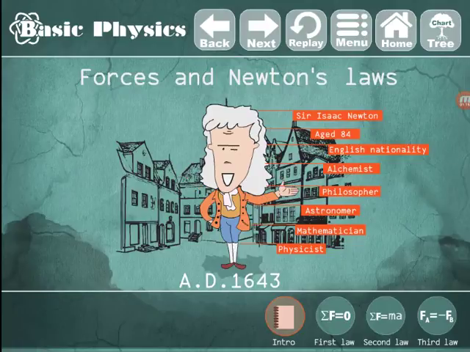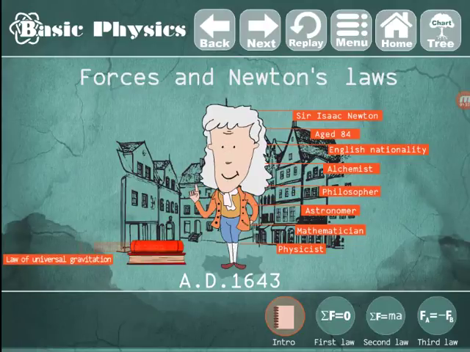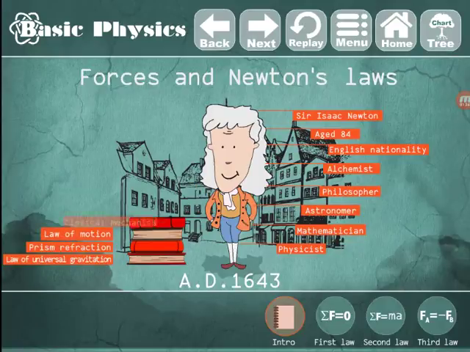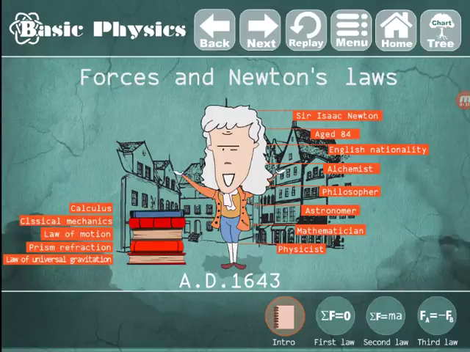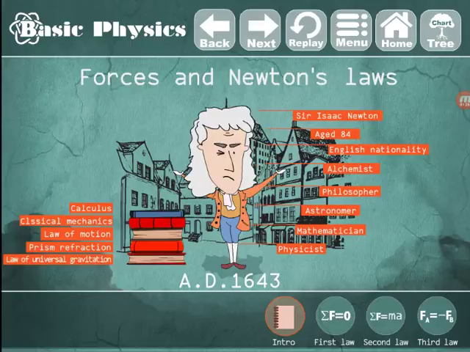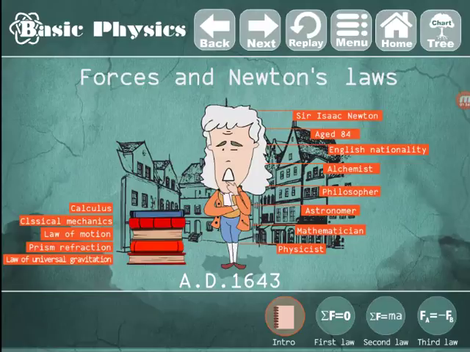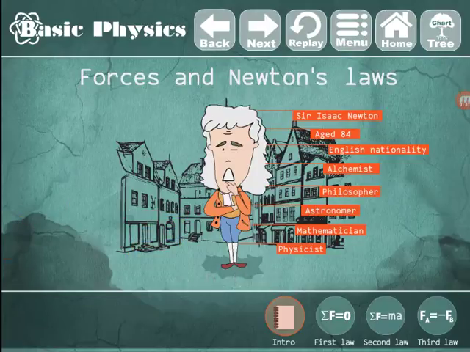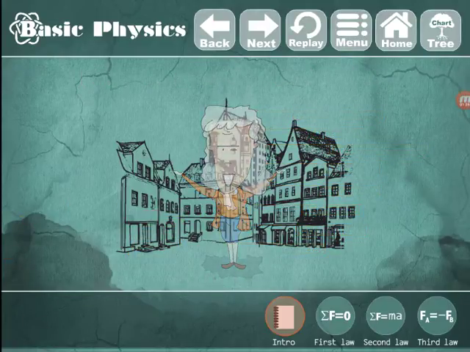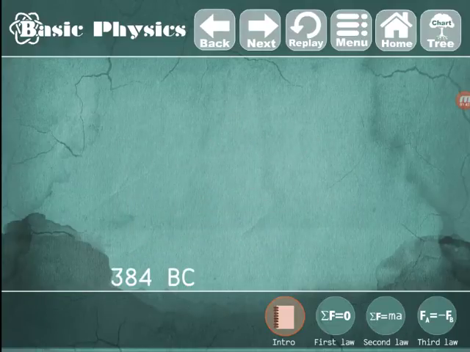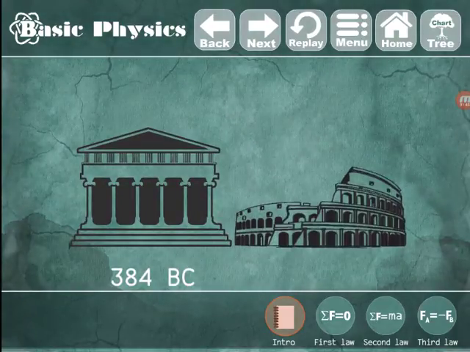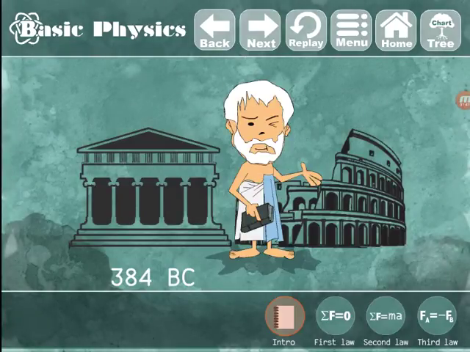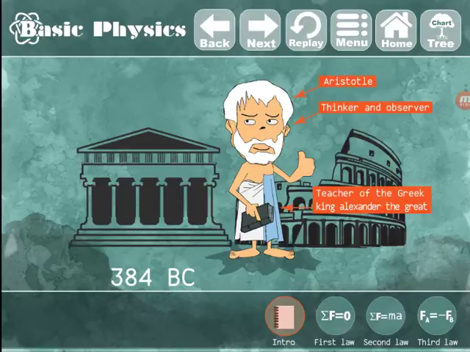Newton wrote many books with important contents such as prism refraction, the law of universal gravitation, classical mechanics, laws of motion, and calculus. In this chapter, we will focus on the principles of mechanics using Newton's 3 laws of motion to explain. Before we start Newton's 3 laws of motion, we'll go back to 384 BC, more than 2,000 years before Newton was born, to talk about the great Greek philosopher Aristotle.